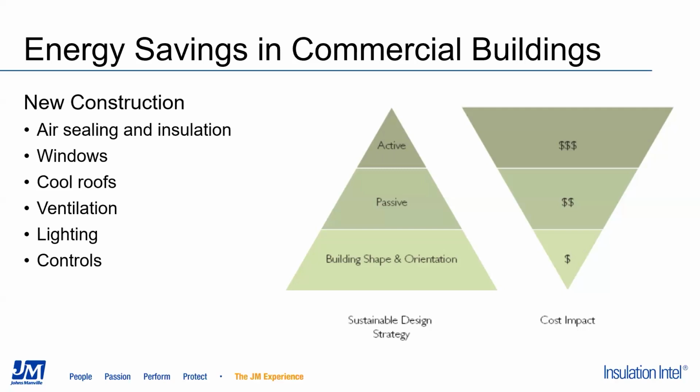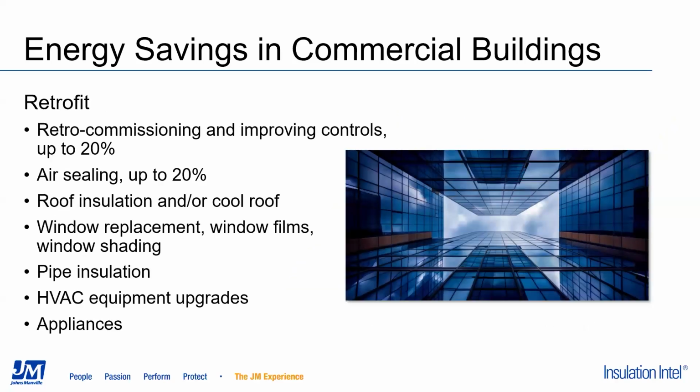Again, these passive measures that we've talked about, air sealing, insulation, windows, cool roofs, are really important. And then finally, efficiency of things like our ventilation and heating and cooling systems, our lighting, our control systems, those all make a big improvement.